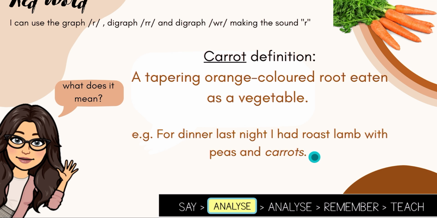Now, the sentence I've put the word carrot into is, for dinner last night, I had roast lamb with peas and carrots. Now, yes, you can see that carrot in this sentence has the S at the end because it was put into the plural form, meaning carrots, so more than one.